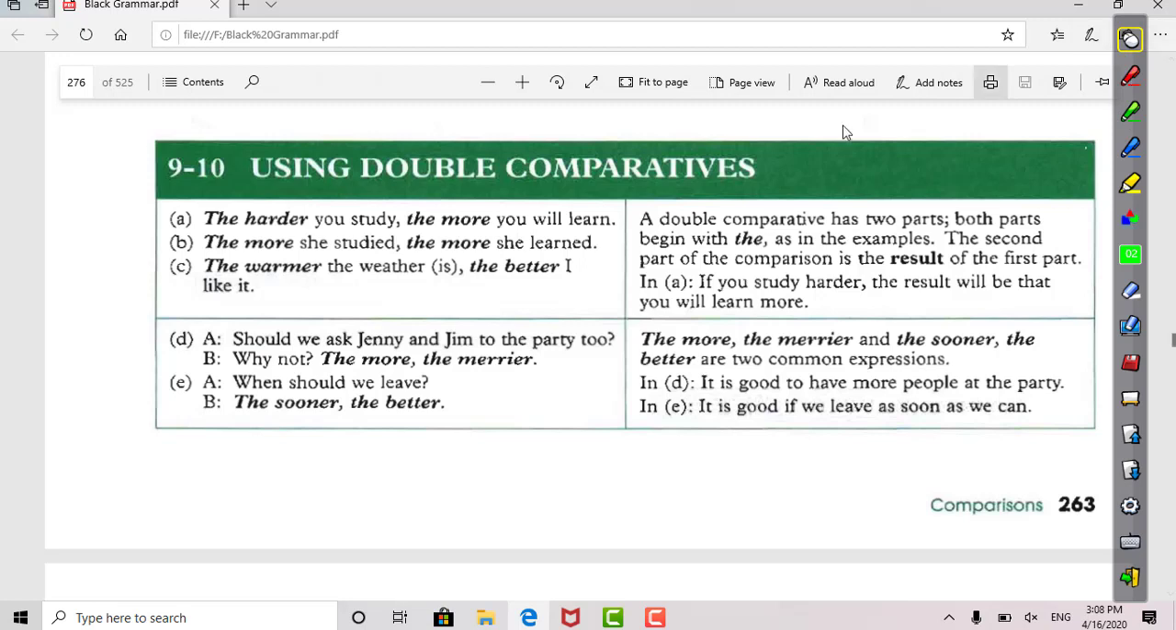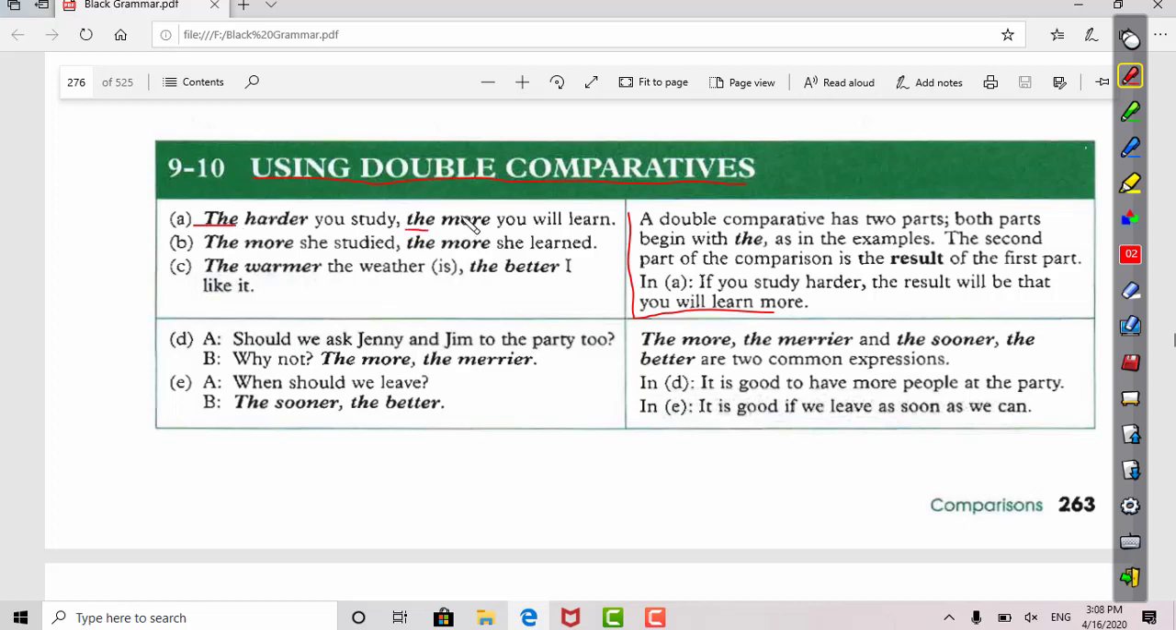Number one, we have on page 263 using double comparatives. All right, using double comparatives. A double comparative has two parts. Both parts begin with "the," as in the example. The second part of the comparison is the result of the first part. Look at this one. The thing you have to remember in a double comparative is that for both of the comparative words we will use "the."